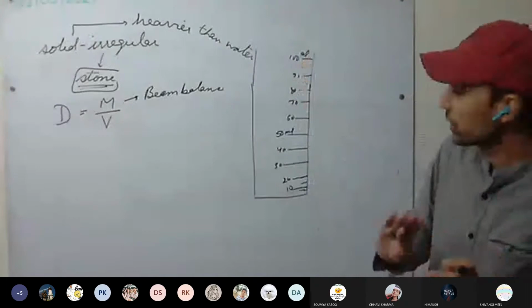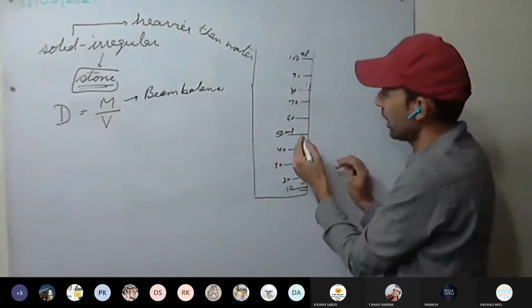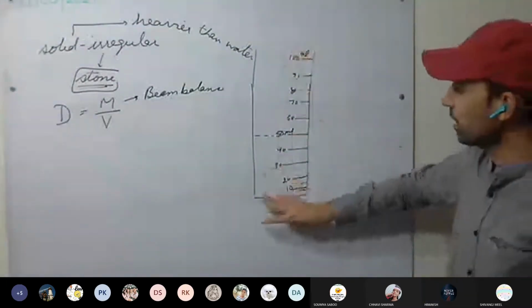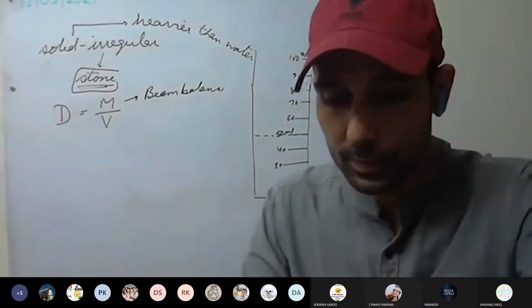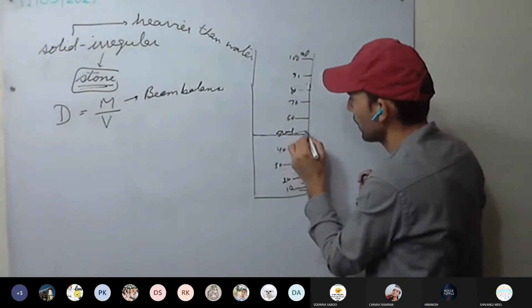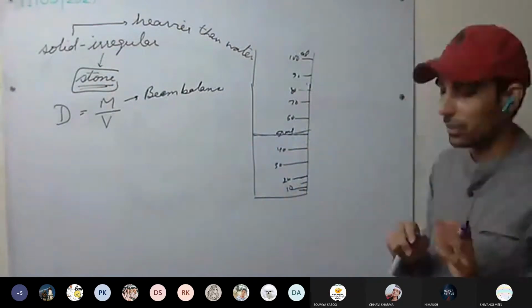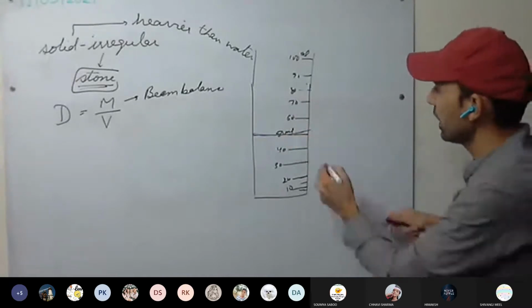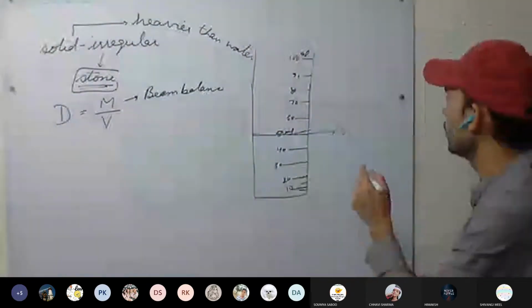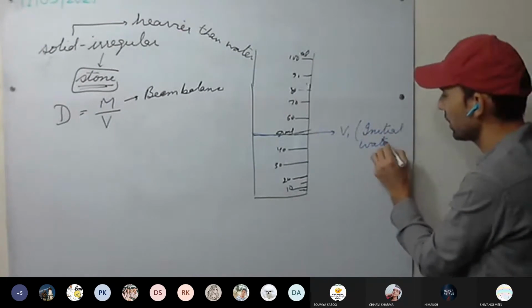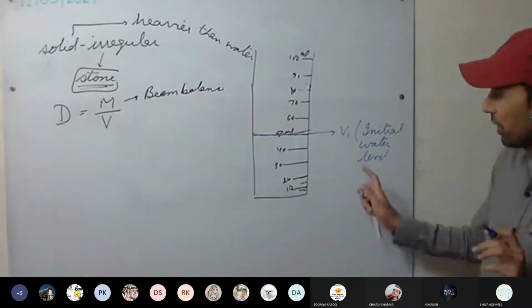First we are going to pour water into it, up to half of the measuring cylinder. For example, we have filled it up to 50 ml. Now let it rest. When it becomes steady, we measure the volume. Let it be V1. V1 is our initial water level. Understood?